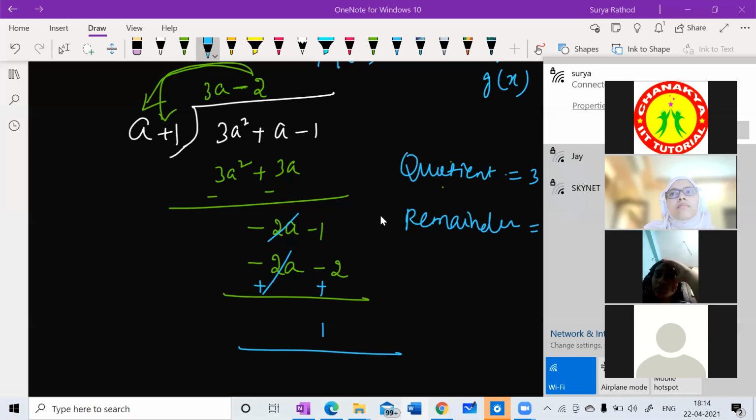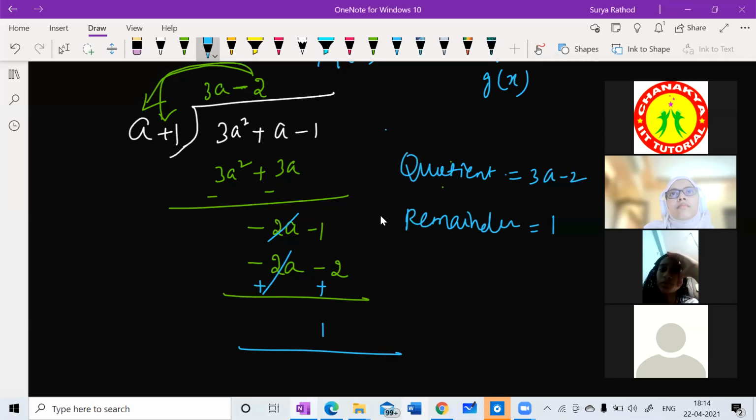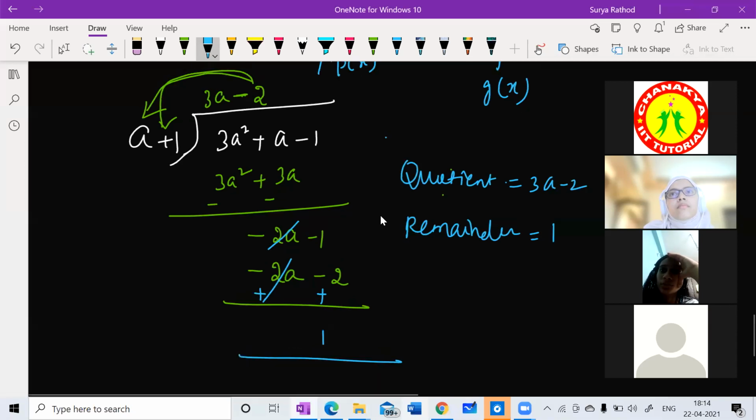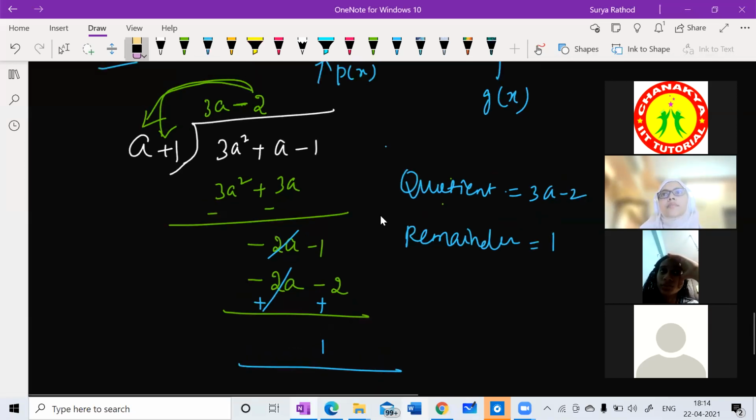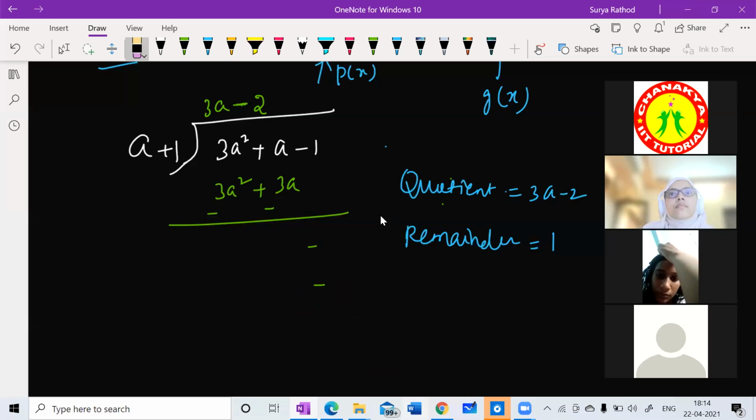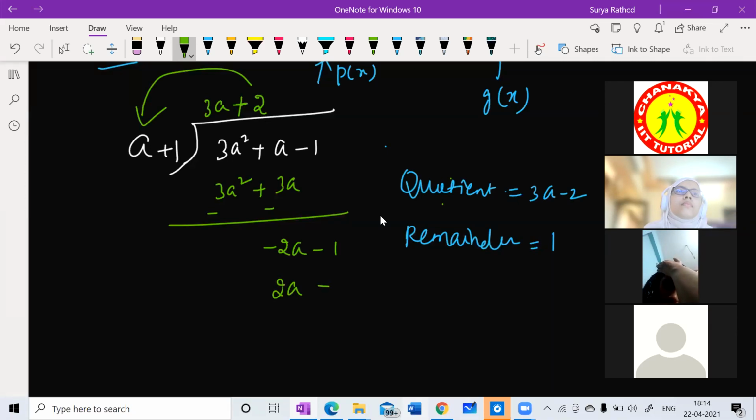Sir, if you're taking minus 2, can we take plus 2? Plus 2a and minus 2a, minus 3 will get cancelled. One second. If you are taking plus 2, what will happen? Let us go through that again. If I'm multiplying with plus 2 into a, this is minus 2a, here minus 1. All right, if I'm taking plus 2a and plus 2, I'm supposed to subtract.